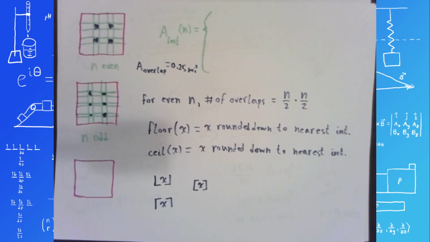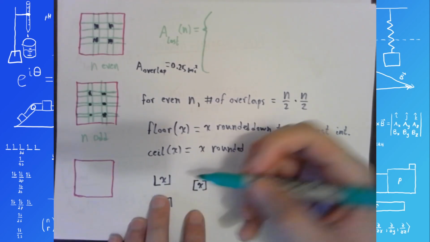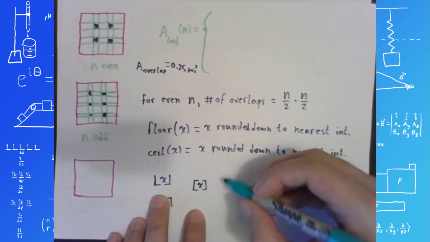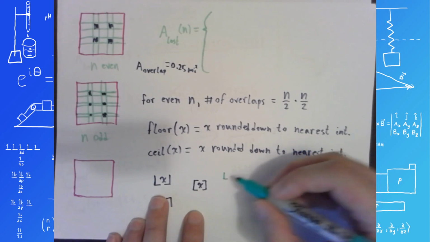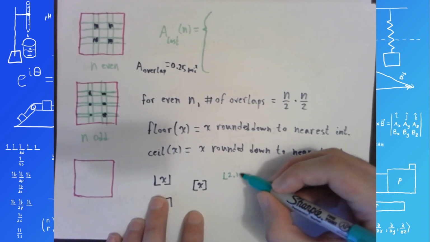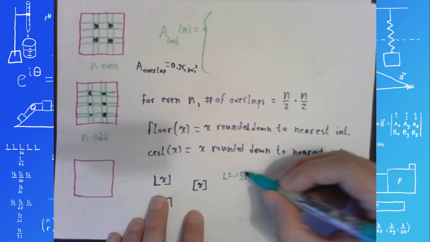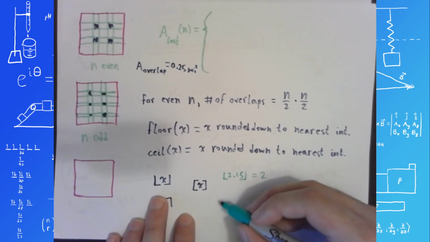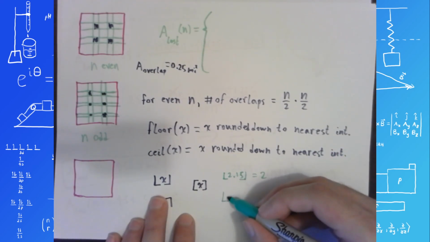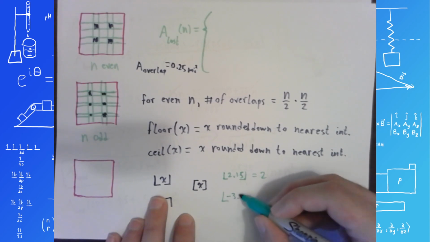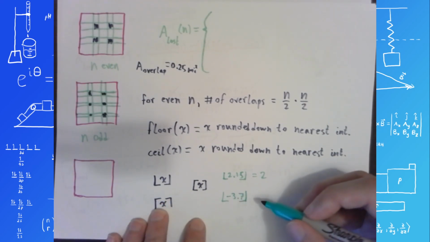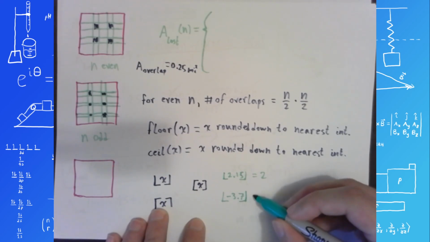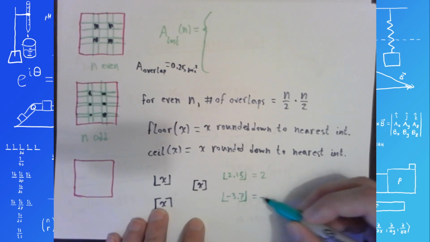So I guess I can just do a couple of examples to show what this looks like in case it's not super obvious. If I do something like floor of 2.15, that's equal to 2. If I do floor of negative 3.7, here you have to be careful. You round down to the nearest integer, so that would be negative 4.